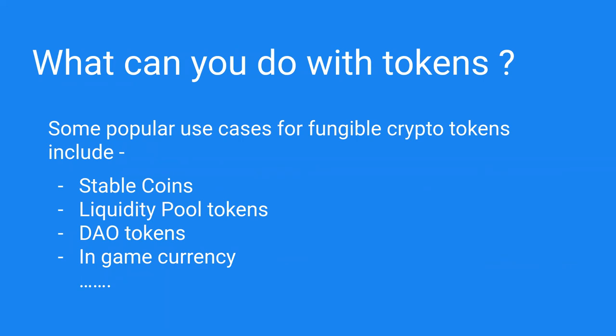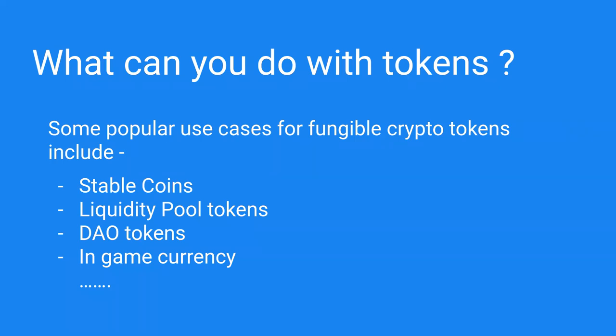Now the question arises: why do I need the token? We know that we have these different tokens that exist. We have a fungible token, we have a non-fungible token, and we can create those tokens through given contracts. So what can I do with these tokens in a project? Some of the popular use cases that we have seen for fungible tokens specifically are stable coins, liquidity pool tokens, DAO tokens, in-game currencies, and so on.